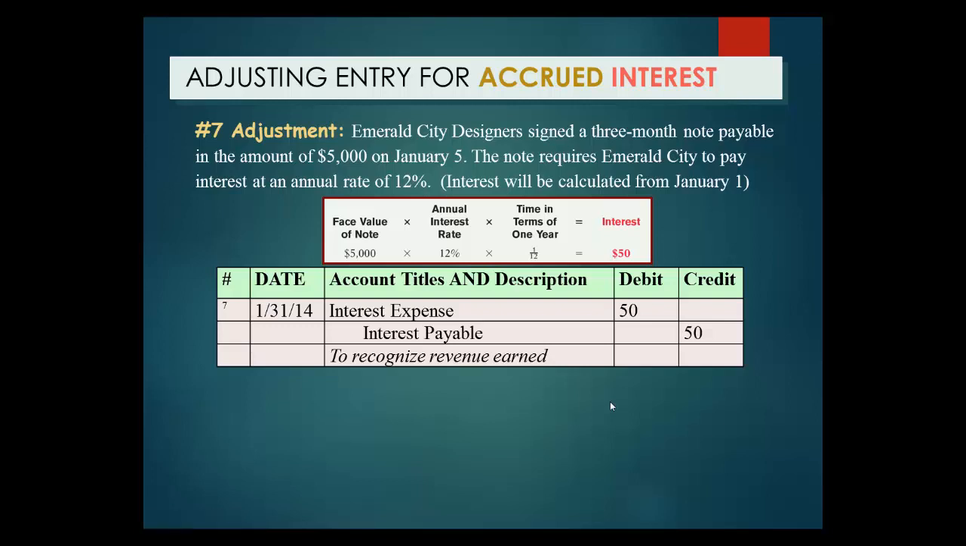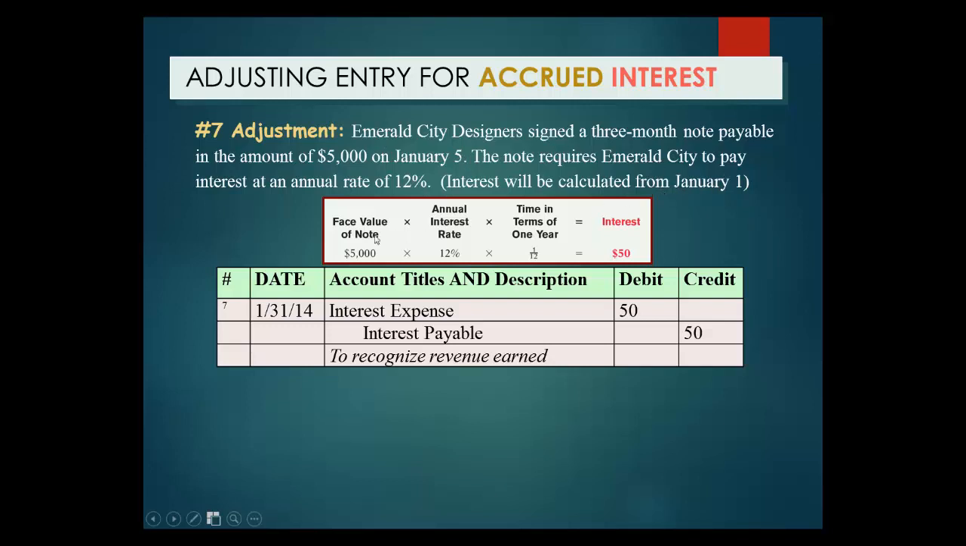Last adjustment we're going to discuss has to do with interest. Remember, Emerald City signed a 3-month note payable for $5,000. Emerald City took the cash and recognized the note payable. How do we calculate the interest that we owe as of January 31st? And we're going to calculate it from January 1st. We're not going to try and figure out the 4 or 5 days there.